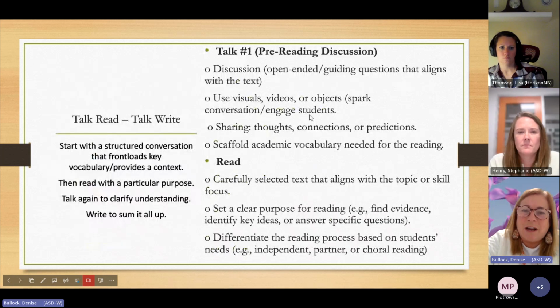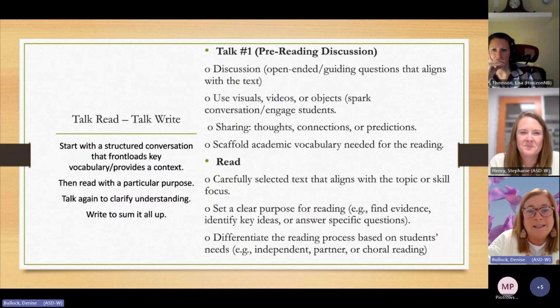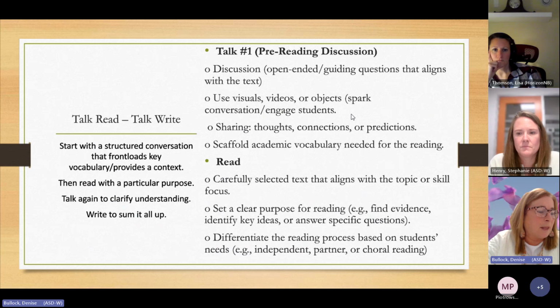So the talk, read, talk, write, some of you are probably already doing this. I know myself, I had never heard it described as this, but it's definitely something that I did as a teacher. As we said earlier, it's good to front load the vocabulary, to have discussions about the topic, build the background. You can use visuals, videos. You might bring some objects in if that would help. And it also helps to engage the students.